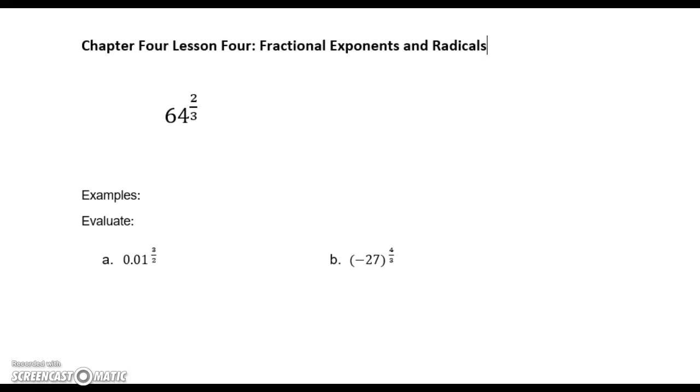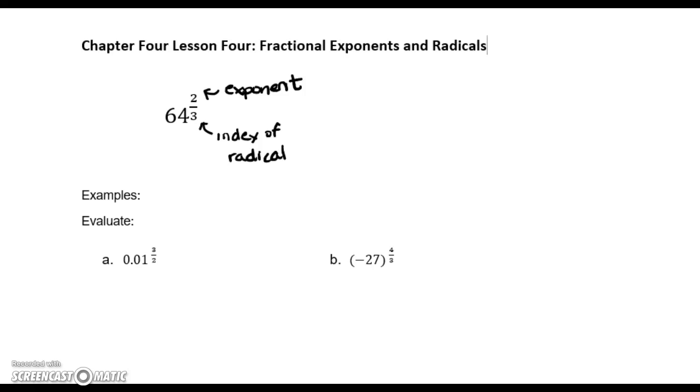As we talked about in the last video, our denominator here stands for what the index is of our radical. And now that we have a number that is not 1 in our numerator, this here stands for your exponent. So when we have a fraction in our exponent, it means that we're dealing with both exponents and radicals.